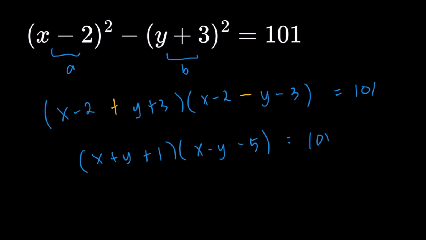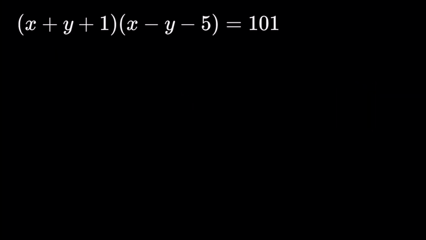So essentially we just have this, and we have to get how many integer ordered pairs x, y there are. Since we have two numbers that multiply to 101, it would be nice to take a look at the factors of 101. Now 101 is prime, so the positive divisors are just 1 and 101. So let's just assign the factors.